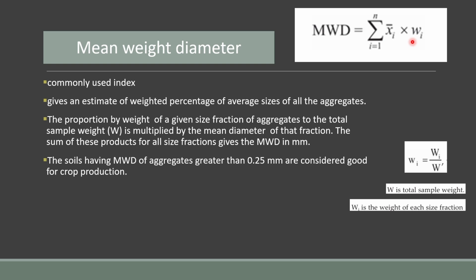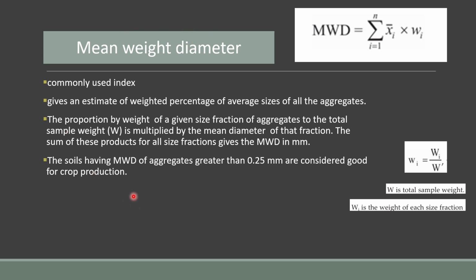So this W i means the fraction of the weight of sand to the total weight of the soil sample, the total soil sample weight, multiplied with the mean diameter of sand. Like that, clay will have one value. Silt will also have one value. So we have to add all the values, then we will get the mean weight diameter.